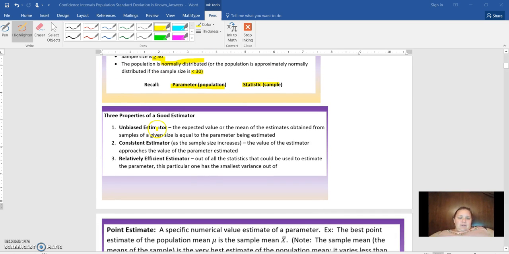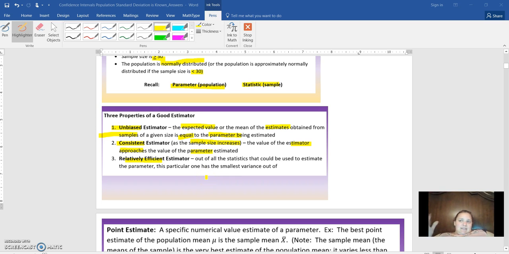Right, there's three properties of a good estimator. It's unbiased, it's consistent, and it's relatively efficient. All right, so unbiased means that the approximate value of the estimator from the sample is equal to the parameter in the population. Consistent means as your sample size increases, the estimator in the sample approaches the parameter in the population. And relatively efficient means that it's the best statistic.